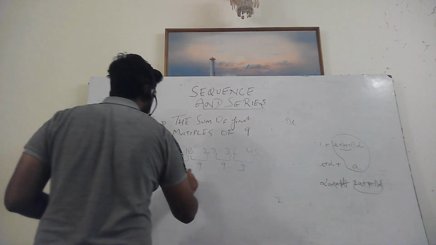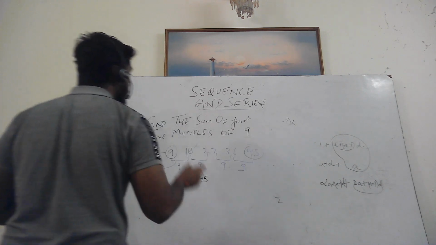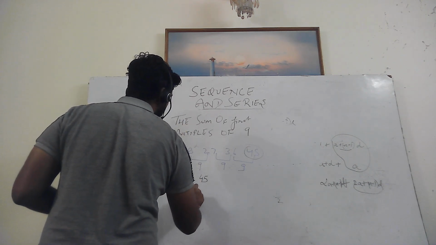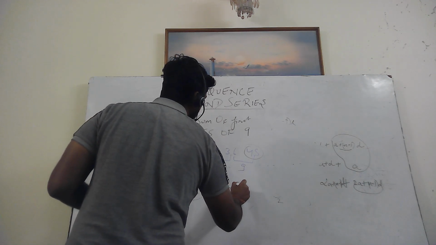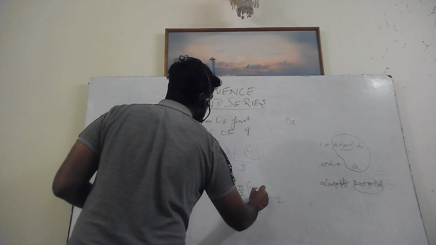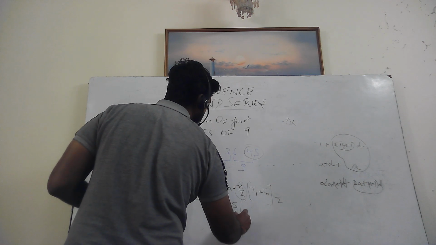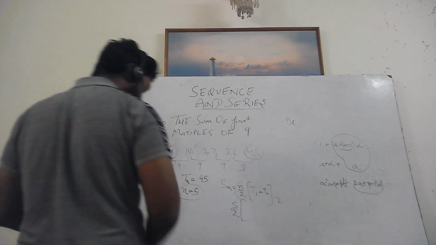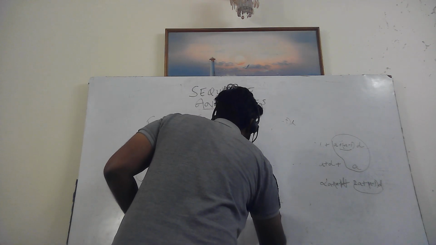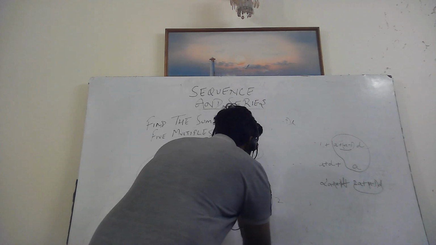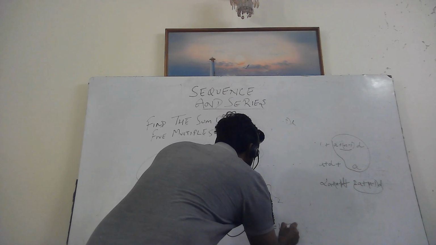Last term, let's call it Tn, is 45. How many terms? 5 multiples, so n, the number of terms, is 5. We can just apply the formula Sn is equal to n by 2 into (T1 plus Tn). n by 2 is 5 by 2, T1 is 9, plus 45. This becomes 54, and 54 divided by 2 is 27, into 5, this is 135.